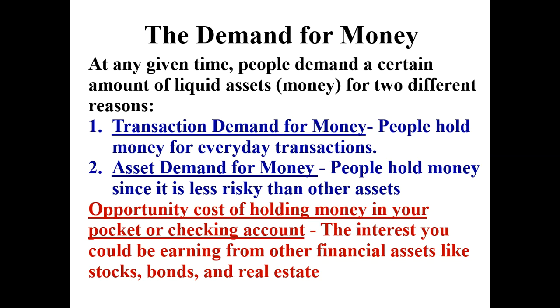So there's two reasons why people need cash. Number one is the transaction demand for money. Obviously, you need cash to buy stuff. And number two is asset demand for money. Some people would rather have the cash because they might feel that it's less risky than keeping it in the bank. They might feel like they're better off keeping their cash under their mattress than losing that money in the stock market, for example. But there's an opportunity cost for holding onto your money. Remember, if you hold on to your cash, you're losing the opportunity to earn interest on that money. So that's a factor to consider in the money market.